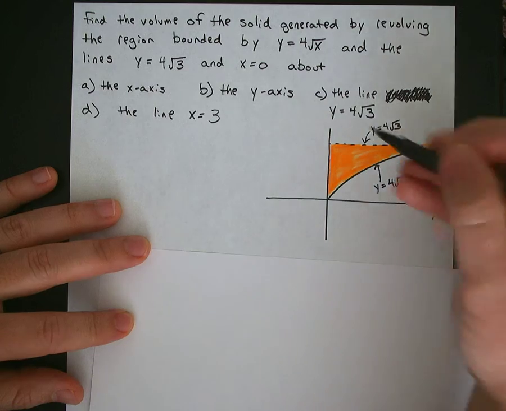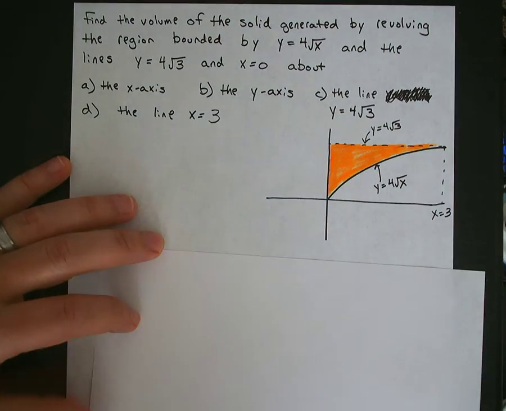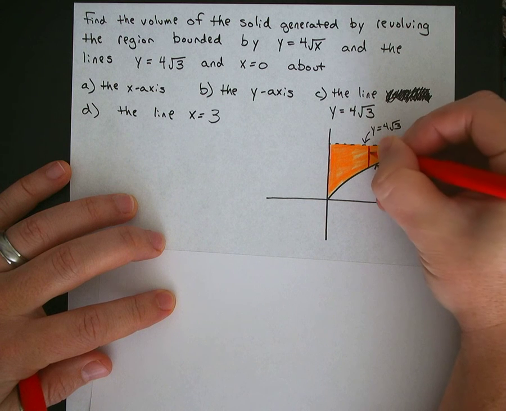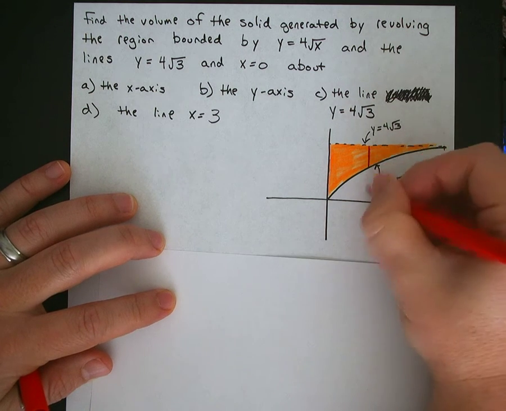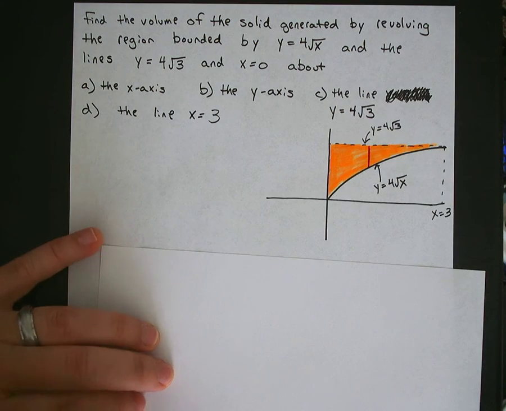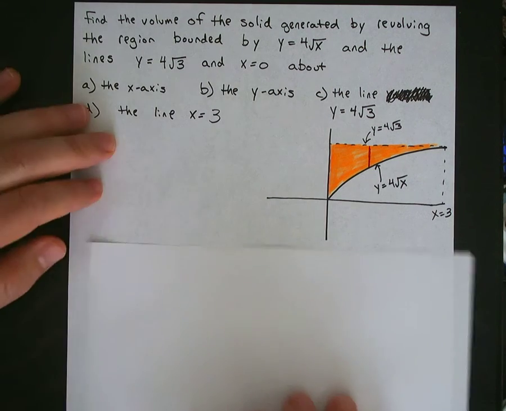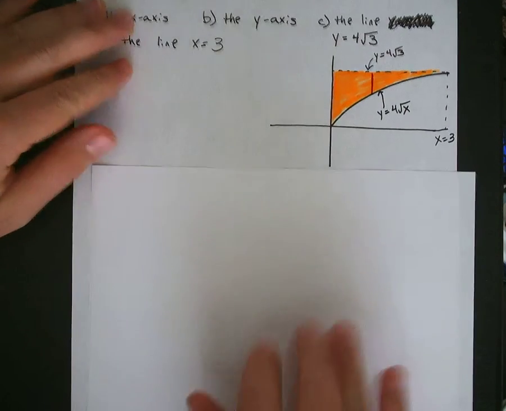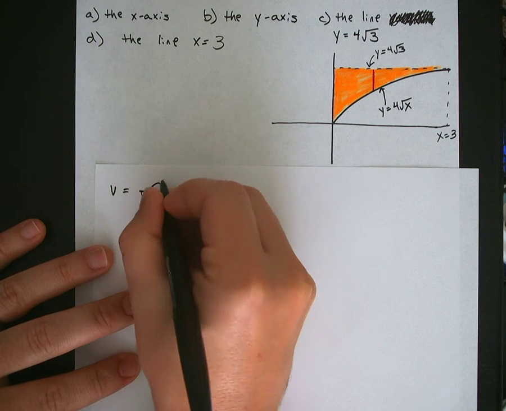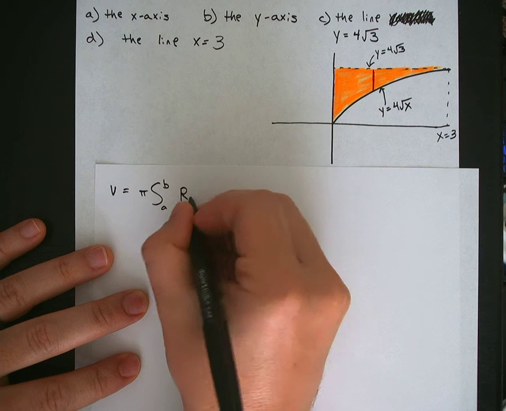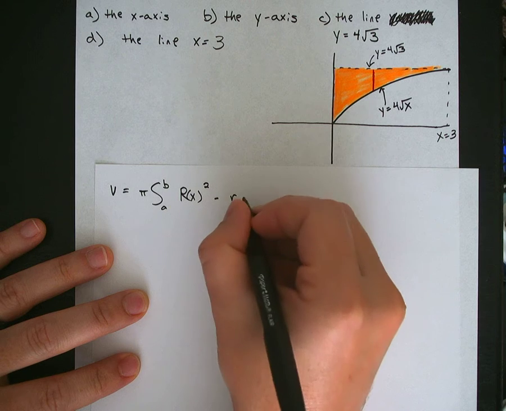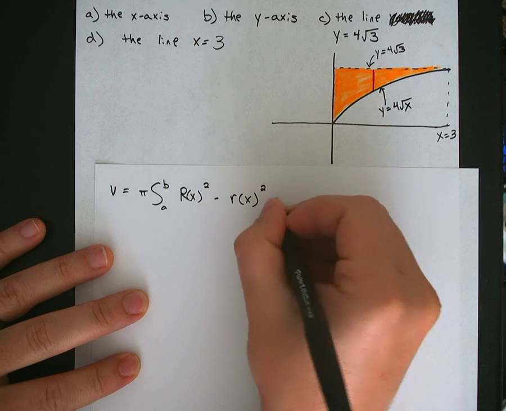Notice that if you take maybe a little bar here, imagine this bar is going around the x-axis. There'll be a gap in it, a hole in it. So we're going to use what we call the washer method on this, which means we need a big radius and a little radius. So for this one, the volume is equal to pi from a to b of your big radius squared minus your little radius squared dx.